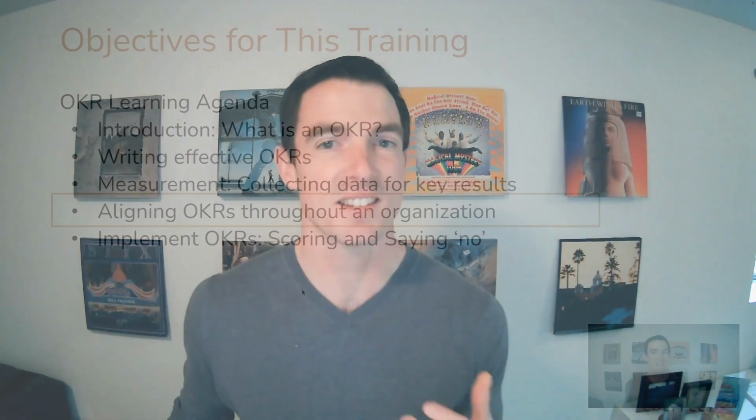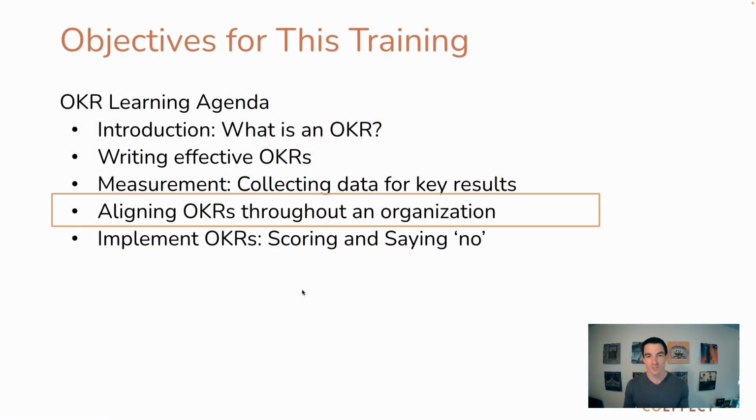Today, we're going to be talking about aligning objectives and key results throughout your organization. Before we dive into that, I just want to share a quick reminder of where we've come from. So far, we've talked about what is an objective and key result, how to write effective OKRs, how to measure OKRs, collect data for your key results. So today we're talking about alignment, and then we are going to have one more video where we're talking about how to implement OKRs throughout your organization, including using them as a tool to say no to less important priorities. So without further ado, let's dive into the topic.